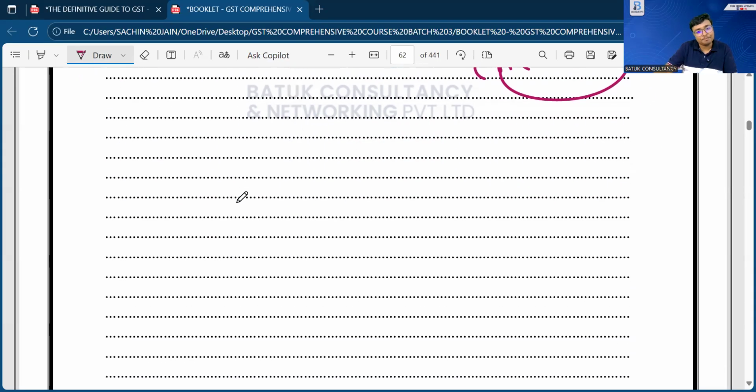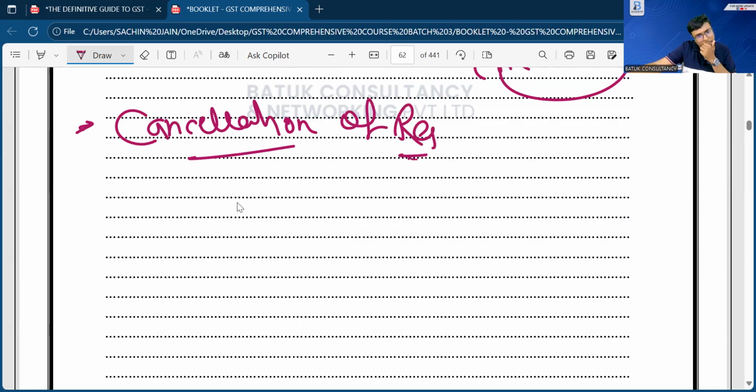Now, sir, the registration is done, you have done your registration, and the amendment is also done. Sir, there may be chances that the departmental authority may cancel our registration.